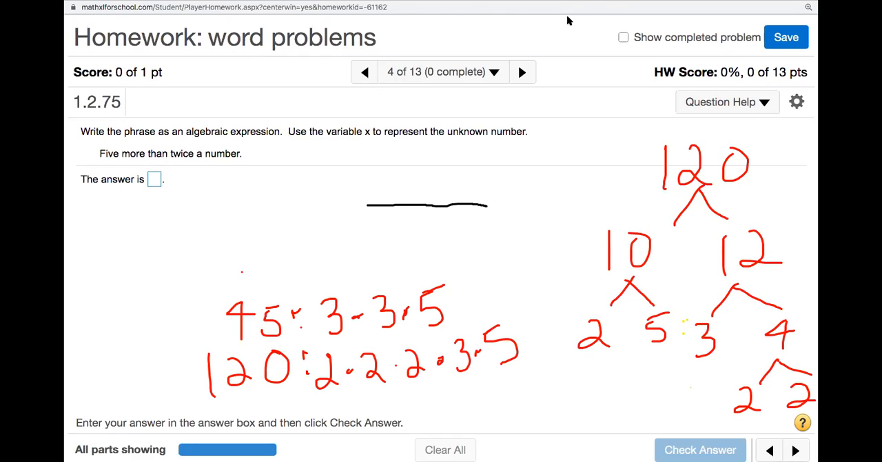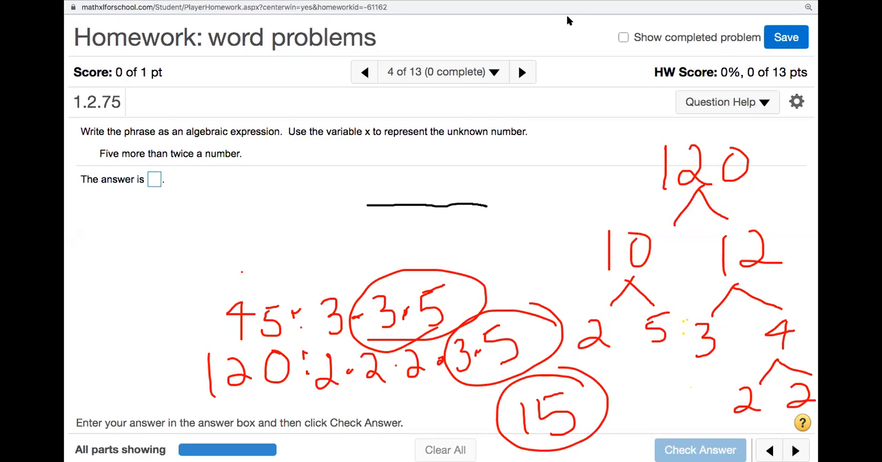All right, guys, now we circle what they have in common. What do they have in common? A 3 and the 5. And so if you multiply the 3 and the 5 together, this would represent the largest number of students that must be in each row.